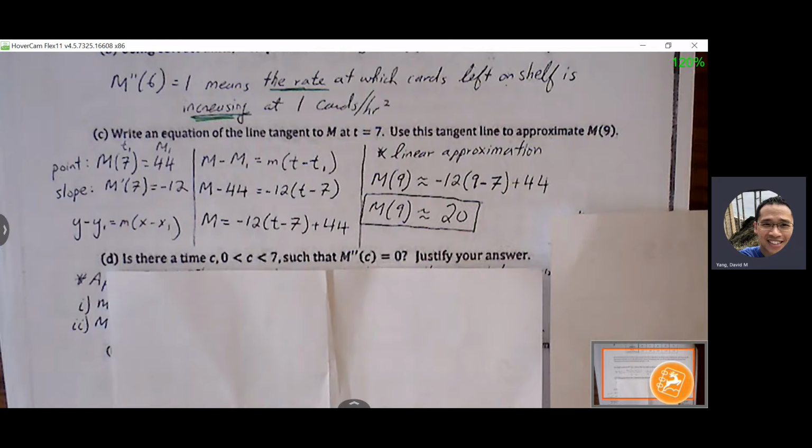M double prime is the slope or derivative, right? So we're looking for where derivative or slope is 0. That's kind of like a hint, right? Which theorem is that? Rolle's theorem, right? So what's required for us to be able to do Rolle's theorem? We need 2 points to be what? The same, right? So 0 and 7 doesn't quite show us that.